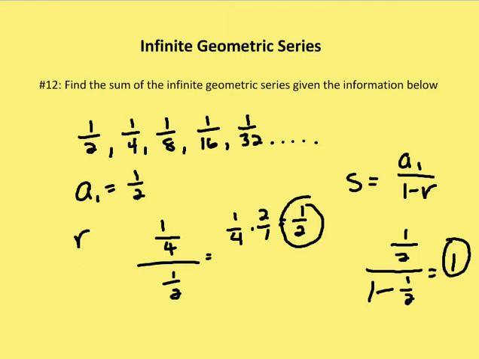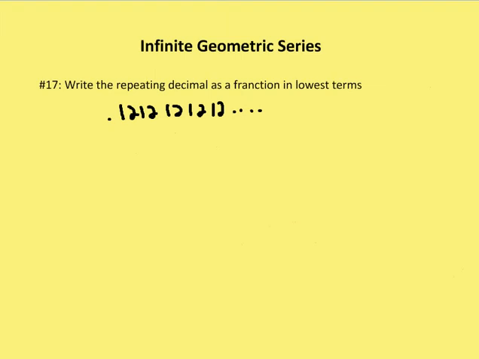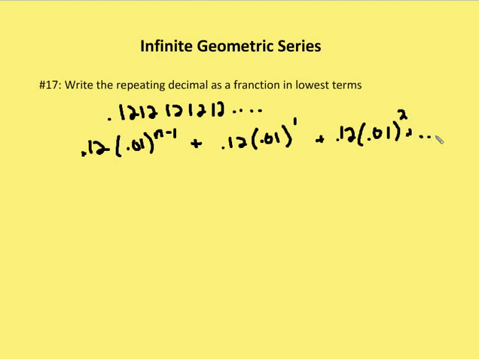Now we can apply what we know to repeating decimals to figure out the value of a repeating decimal as a fraction in lowest terms. So 0.1212121212 is the same as 0.12 times 0.01 to the n minus 1, which in the first case would be 1, plus 0.12 times 0.01 squared, and so on and so forth.